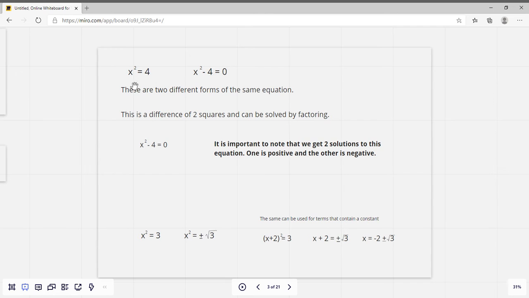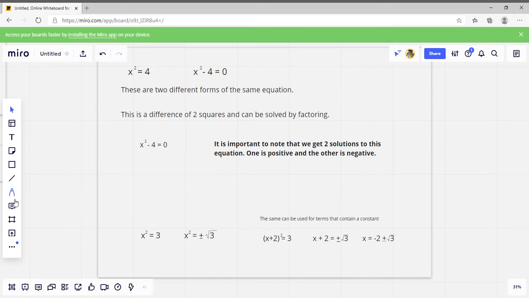Alright, so we remember that these are two different forms of the same equation. To demonstrate that, if we have x squared equals 4, we can do minus 4, and we get x squared minus 4 equals 0. Those would cancel each other, and you'd end up with 0 there. So those are two different forms of the same equation, and it's the difference of two squares.